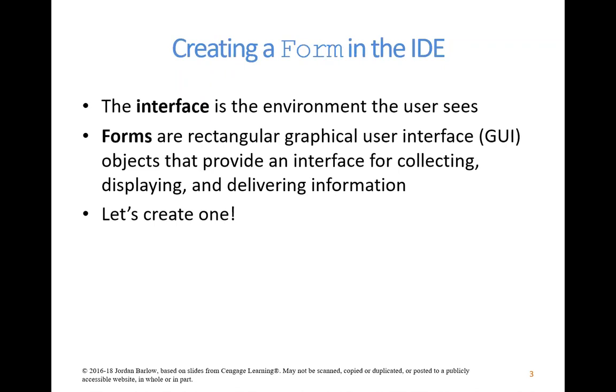All right, so first, a couple of terms. The interface is the environment the user sees. So a graphical user interface, or a GUI, is an interface that involves pictures of buttons and text boxes. Pretty much any application you see in today's world has a graphical user interface that makes the application more user-friendly and makes it easier for everyone to use it. We don't see a lot of text-based console applications anymore. So the applications we're going to be creating from here on out are going to look more practical.